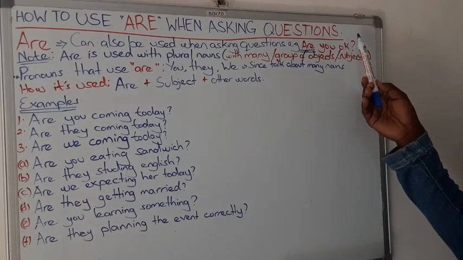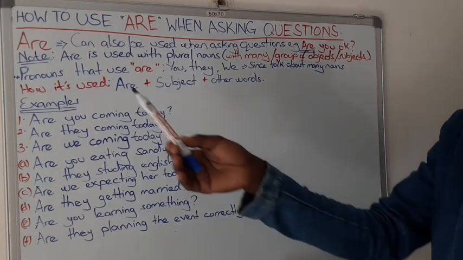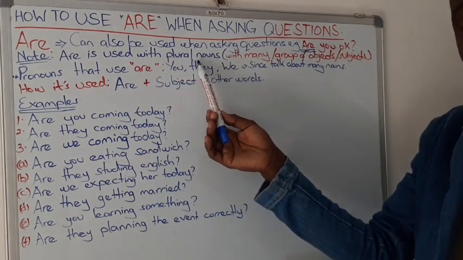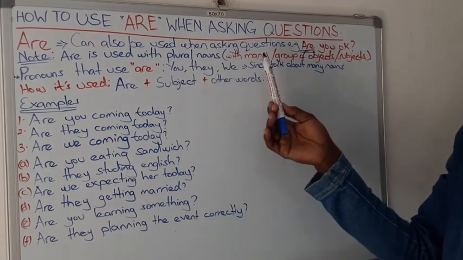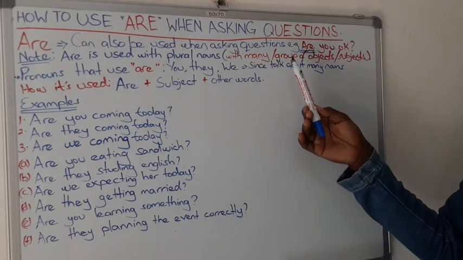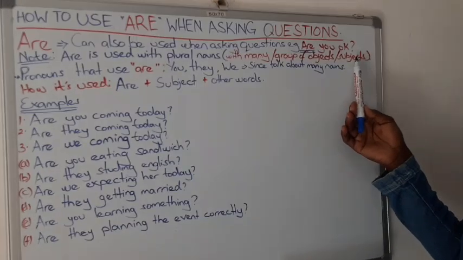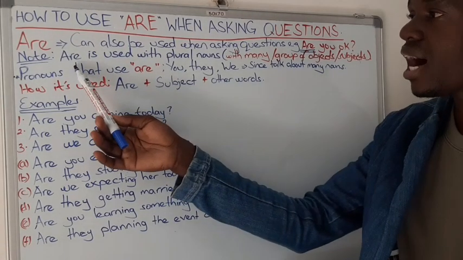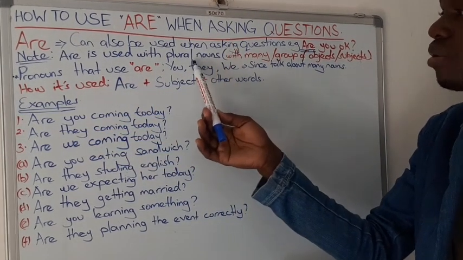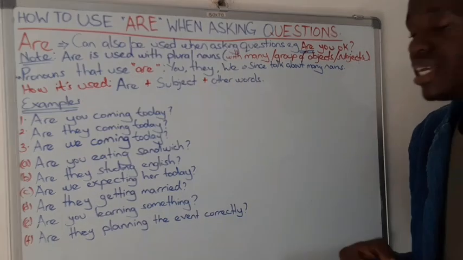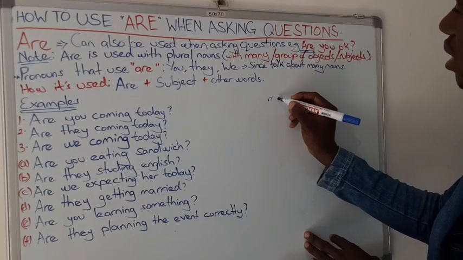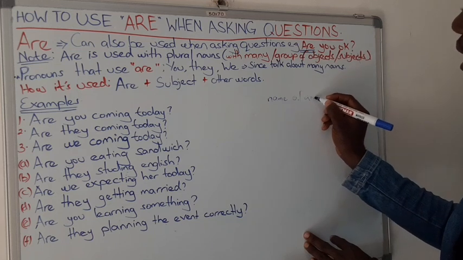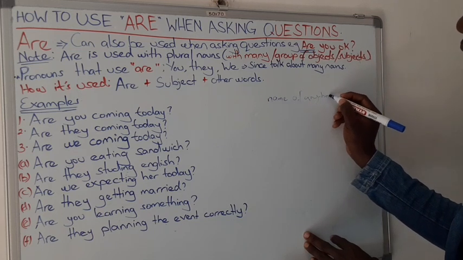So, are you okay? It's a question. Please note, "are" is used with plural nouns. With plural I mean many objects, a group of objects or subjects. Once again, note that "are" is used with plural nouns. Remember we said a noun is a name of anything, a name given to anything.